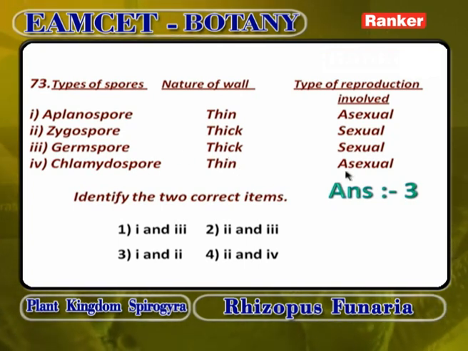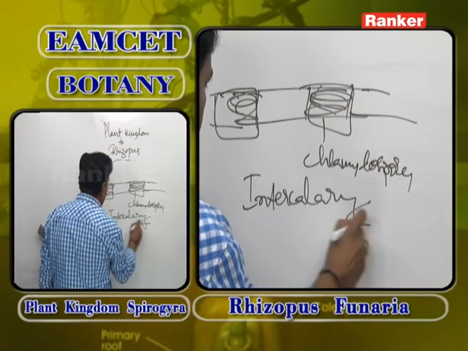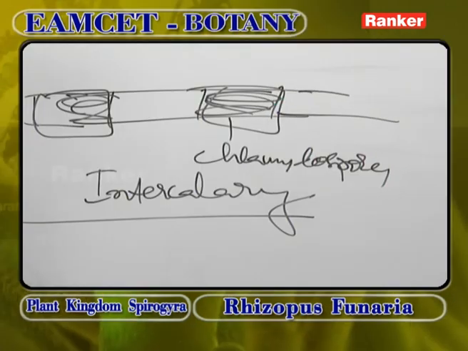Chlamydospore thin-walled asexual. Asexual is correct, but chlamydospore shows a very thick wall. Chlamydospore, how is it formed? Every filament produces septa in the old stages. The total protoplasmic contents fuse alternately, get surrounded by a thick wall, resulting in the formation of chlamydospores. So, the position of chlamydospores in Rhizopus mycelium is always intercalary. That means a gap will be there.